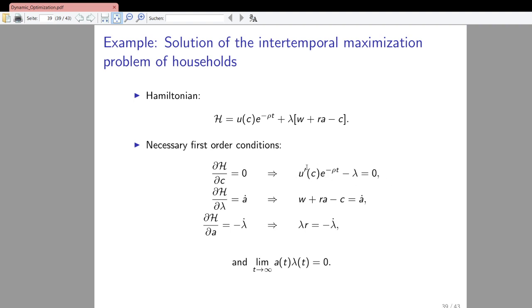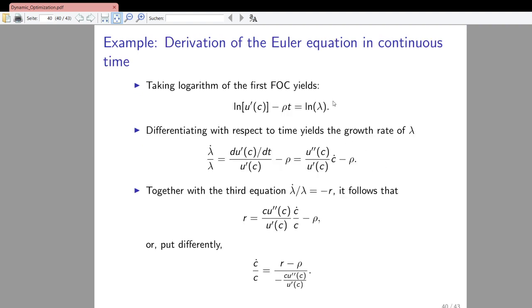If we take the logarithm, what we get is the logarithm of u prime of c minus rho times t times the logarithm of e, which is 1. And we bring lambda to the right hand side, of course, to take the logarithm, and we have on the right hand side the logarithm of lambda. So we have this expression when we take the logarithm. And then we differentiate the result with respect to time, which we know by taking the derivative of the logarithm of a variable, we get the growth rate of the variable.